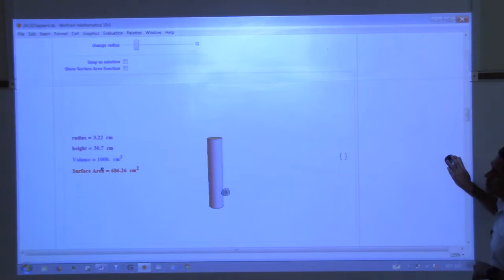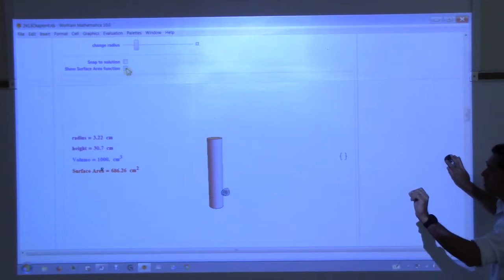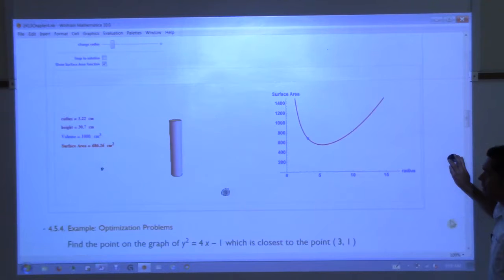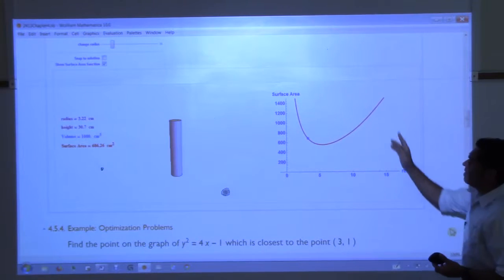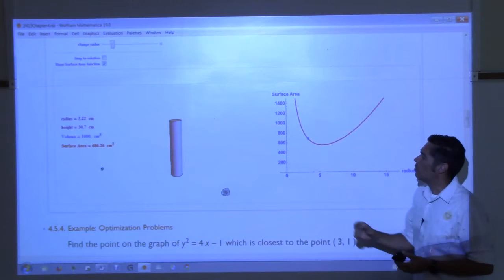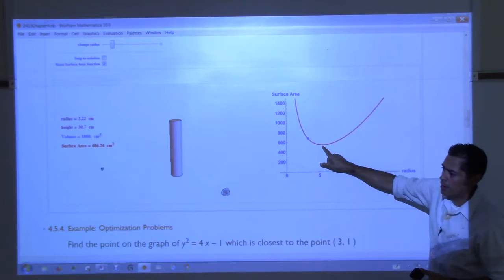So I've already come up with the function. We're going to have to do it ourselves, but I went ahead and came up with the function, and I guess that's too big here. See if I can get them together. There we go. So this is the actual surface area function, if you graph it. And what we're trying to do is find the lowest point on that graph.